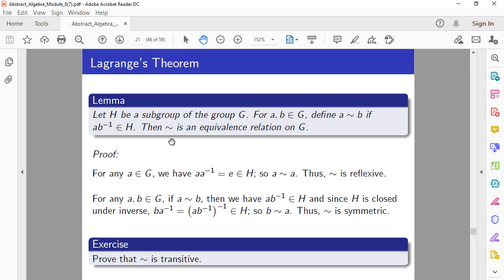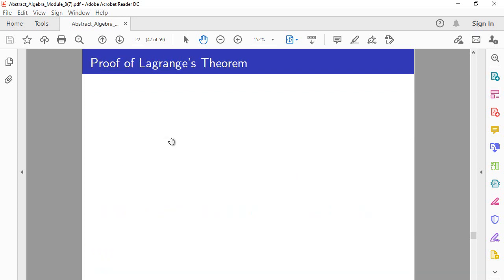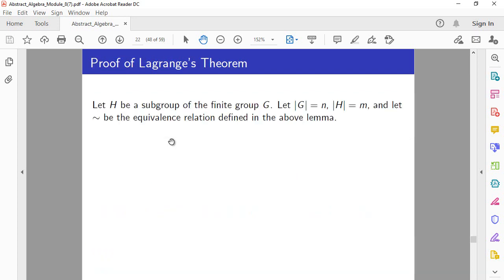Okay, so the next step is the following. Let's say that G is a finite group, H is a subgroup, the order of G is n and the order of H is m. And let tilde be the equivalence relation that we defined in the previous lemma. We know that tilde is an equivalence relation, so we can talk about the equivalence classes.